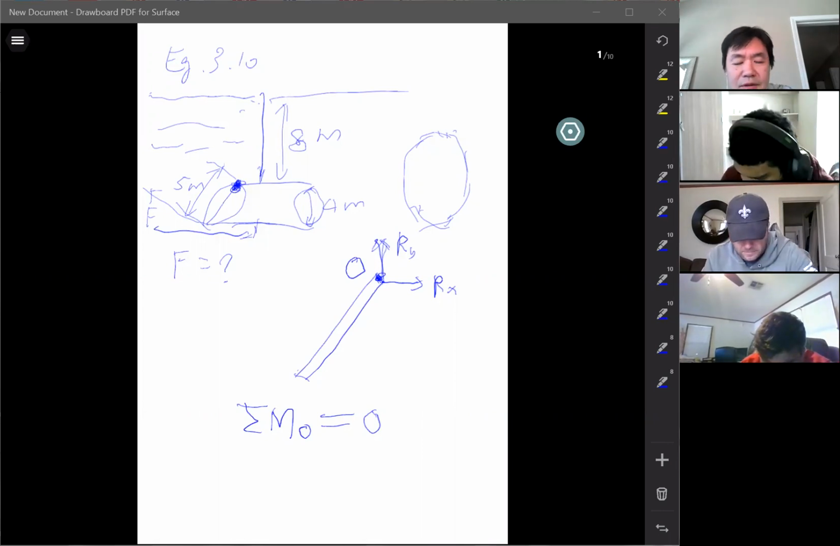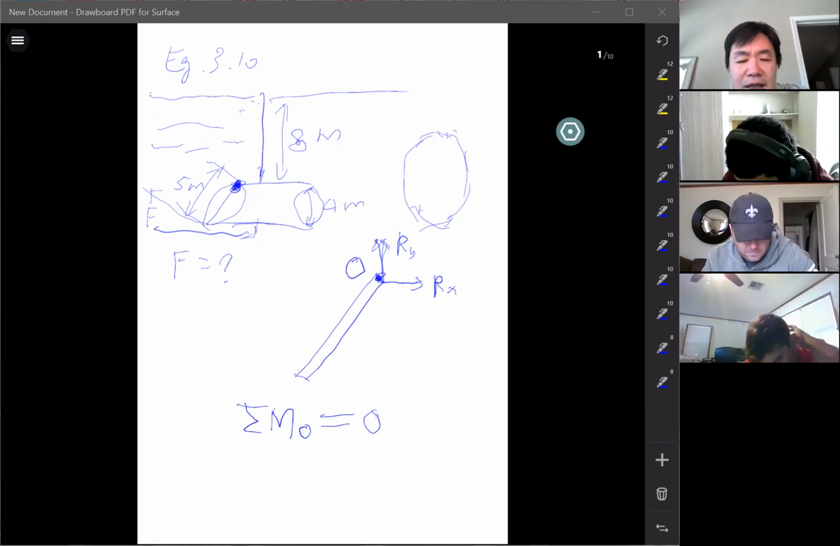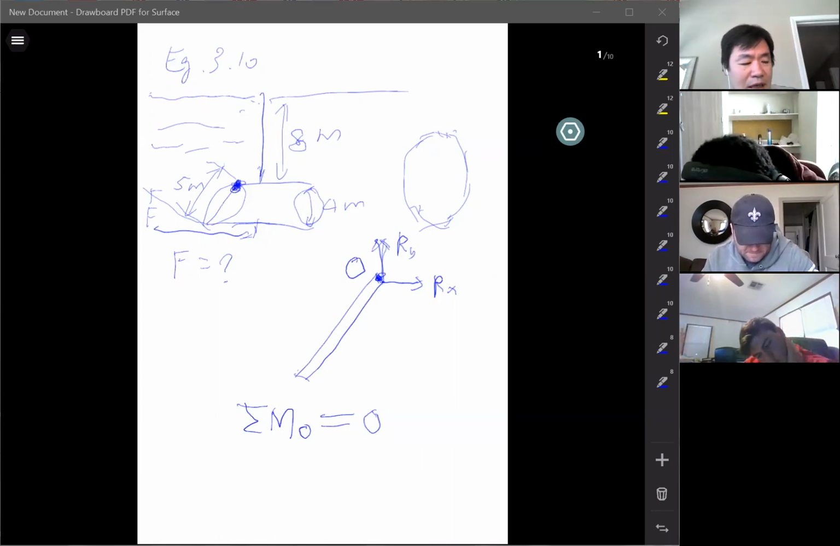Just carefully draw it. Don't miss anything. Don't miss any force. Don't miss any dimensions, and put the letters. Then use those forces and dimensions to complete that equation. One line.